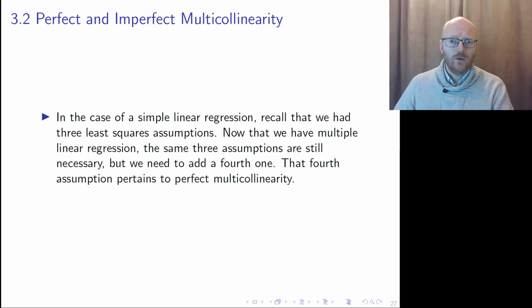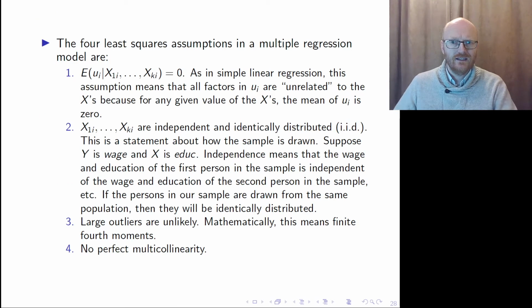What if our x variables are correlated? In the case of simple linear regression, we had three different assumptions. Now that we have several x variables, we have a fourth assumption, and that is that we should not have perfect multicollinearity. So let's see what that is.